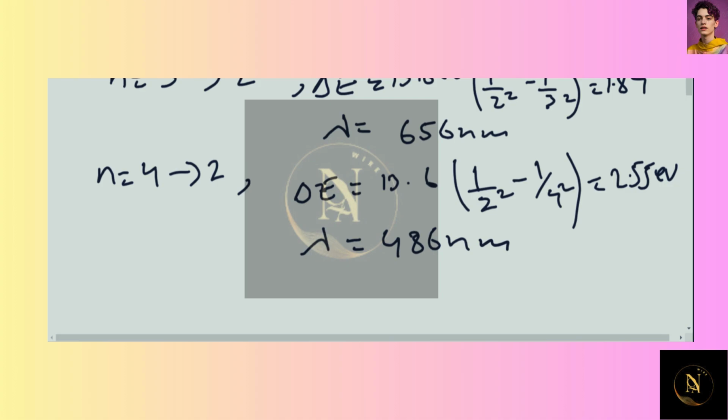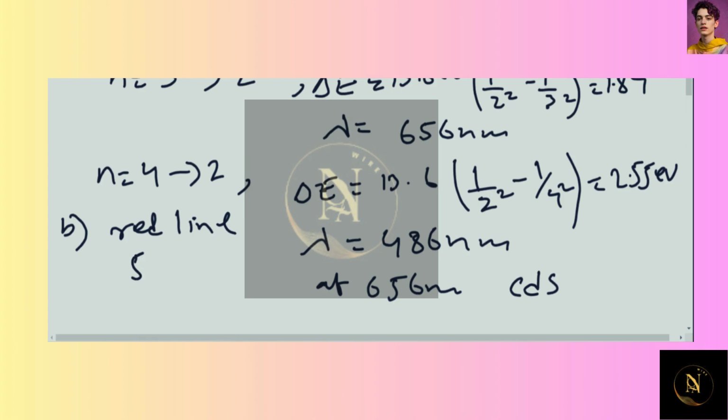From these calculations, we see that all the hydrogen Balmer lines, except for the red line at 656 nanometer, will be observed by the CdS crystal. For part B of the problem, the transmitting spectral line is the red line at a wavelength of 656 nanometer, since it is not observed.